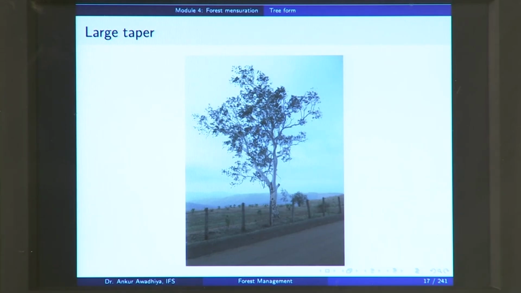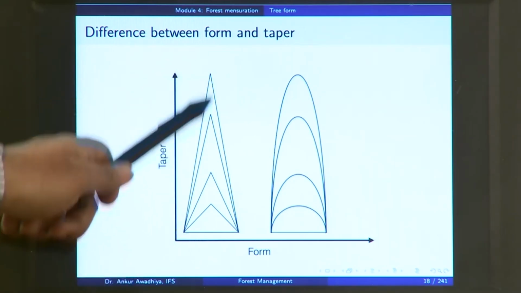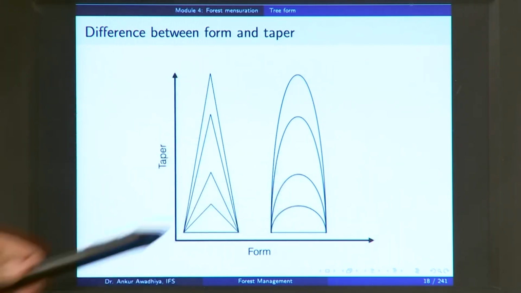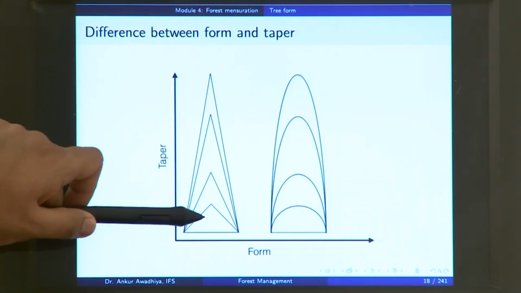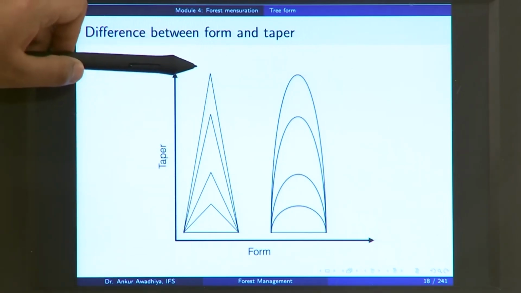Now, taper and form are two different things. So, you should not confuse between taper and form. Form refers to the shape of a solid. So, for instance, in this case, you have a conical solid, and in this case you have a paraboloid solid. These are the two different forms, whereas taper would refer to the change in diameter divided by the change in the height. In this case, for this small height, you are seeing a much greater change in diameter as compared to this one.